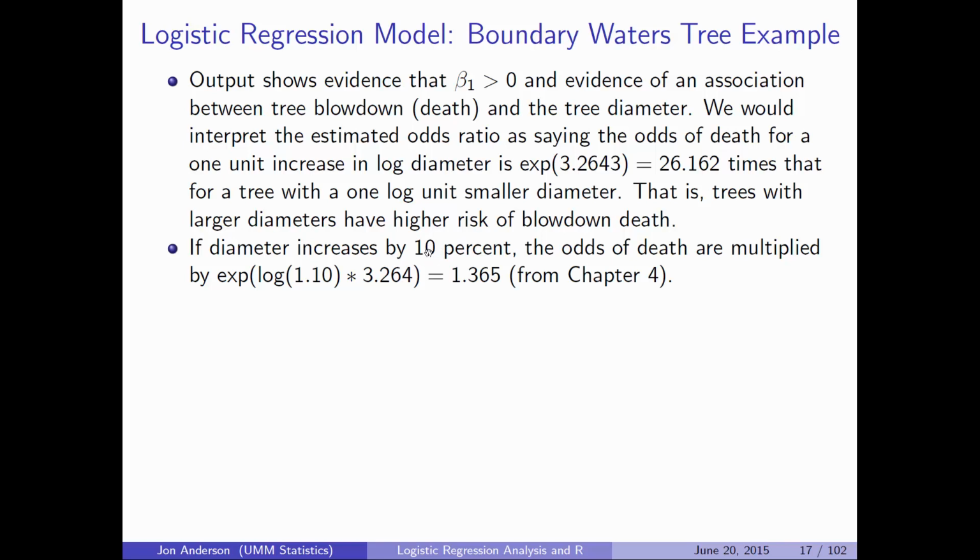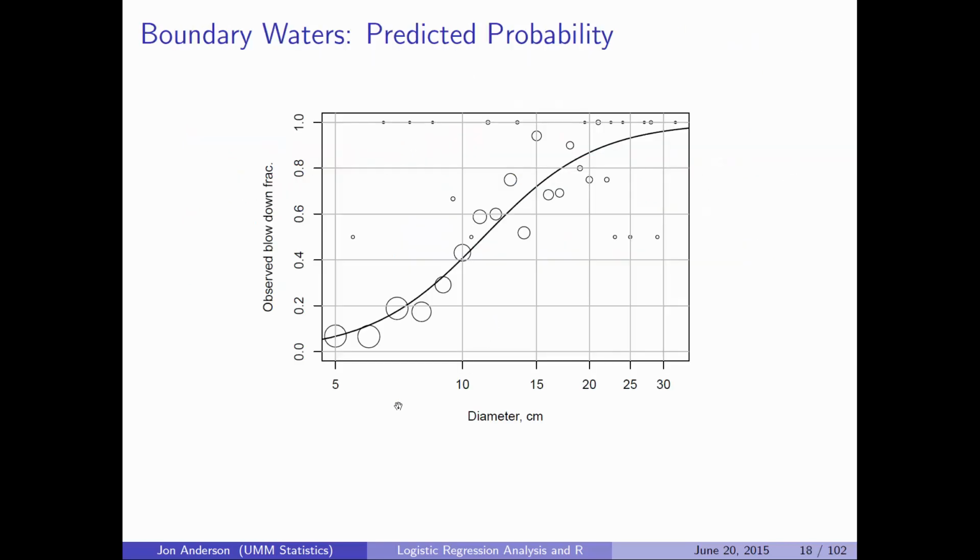If you increase the diameter by 10%, it means the odds change by a multiple of the log of that times the estimated coefficient. So a 10% increase in the diameter gives a multiple of 1.365 times the additional odds of death. And this is an expansion above 1. It's like a 36% expansion. So it's a greatly increased risk of death.